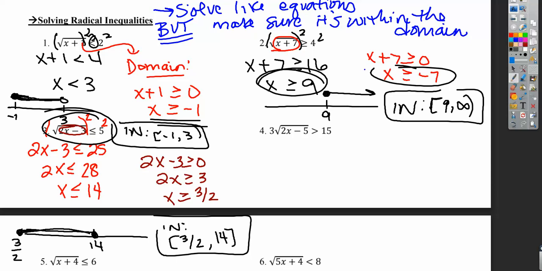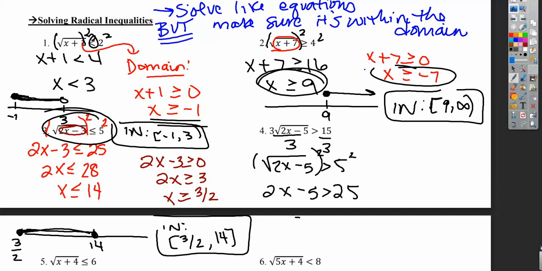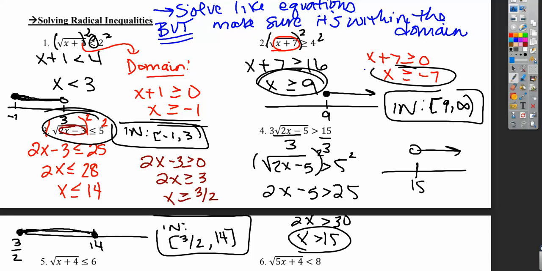So the first thing I'm going to do is divide by 3. So I have 2x minus 5 is greater than 5. Now I'm going to square both sides. 2x minus 5 is greater than 25. So now I have 2x is greater than 30 and x is greater than 15. Because my solution is greater than, I technically don't have to restrict my domain because I'm never going to the negative numbers that would cause this to be a problem.